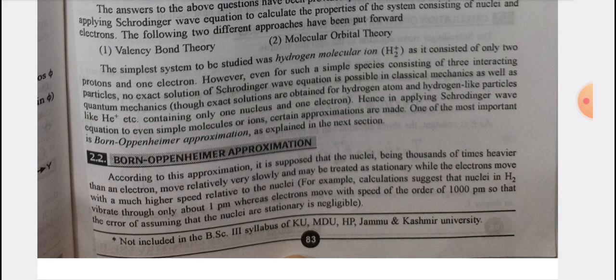2.2 Born-Oppenheimer approximation. According to this approximation, it is supposed that the nuclei, being thousands of times heavier than an electron, move relatively very slowly and may be treated as stationary, while electrons move with much higher speed relative to the nuclei. For example, calculations suggest that nuclei in H2 vibrate through only about 1 pm, whereas electrons move with the speed of 100 pm, so that the error in assuming that the nuclei are stationary is negligible.